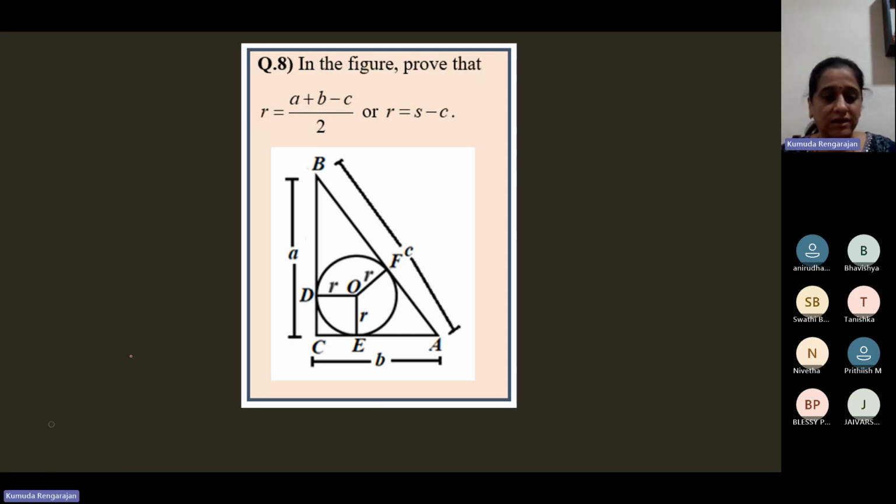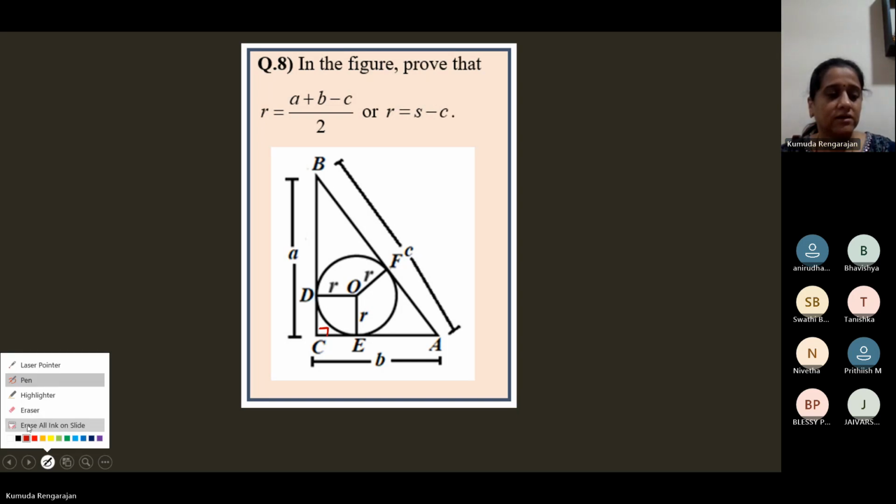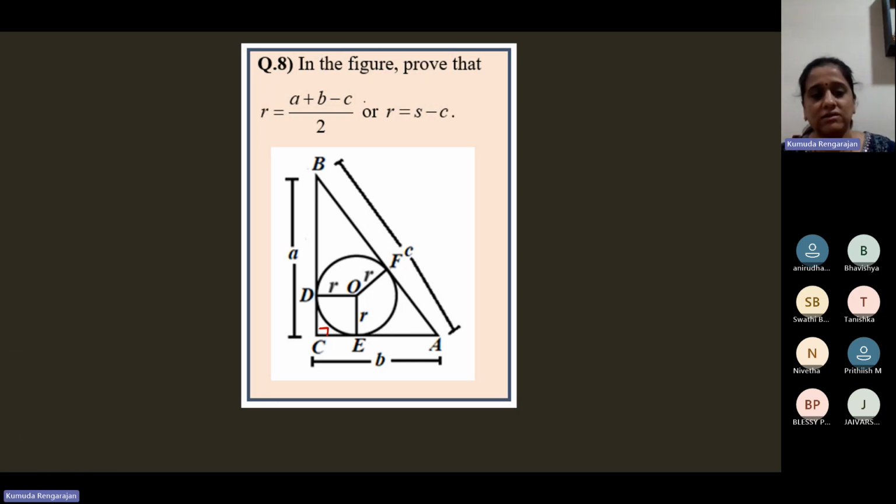In a right triangle, I'll change the figures. This is 90 degrees. In a right triangle, the inradius is equal to the sum of the legs minus the hypotenuse divided by 2. A and B are the legs, C is the hypotenuse. Or the inradius is equal to the semi-perimeter minus the hypotenuse. S, semi-perimeter minus hypotenuse, not perimeter, semi-perimeter minus hypotenuse.